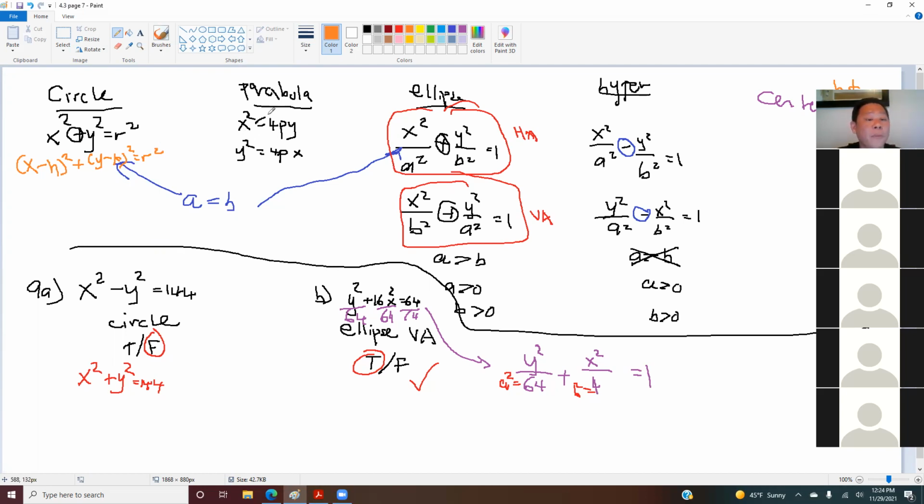Same thing happens to your parabola. If your vertex, because a parabola doesn't have a center, is at (h, k), so it's not (0, 0), then we will change this so x will be x minus h and y will be y minus k. So you will get (x minus h) squared equals 4p(y minus k). So you just put your y minus k and your x minus h. That's the difference between 4.3 and 4.4: your formula changes a little bit because your center is no longer at the origin. Same thing happens to the ellipse.